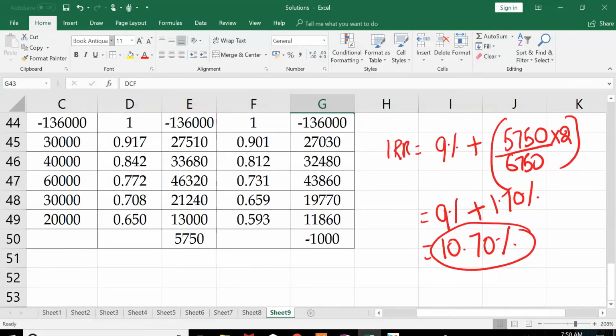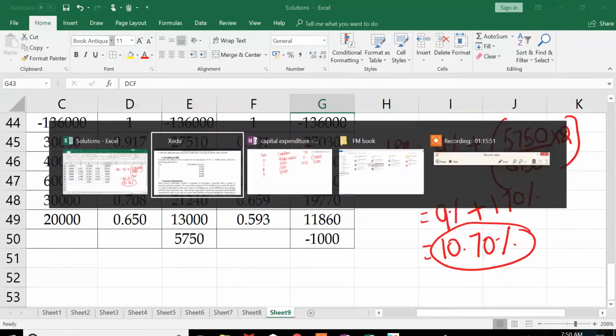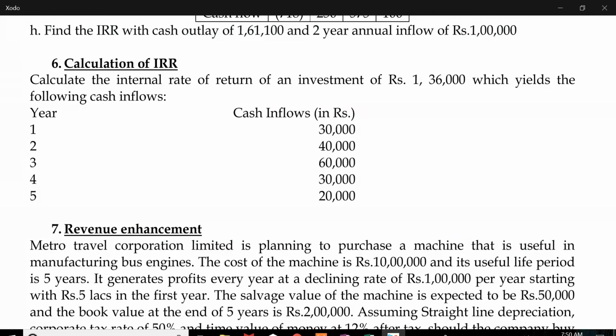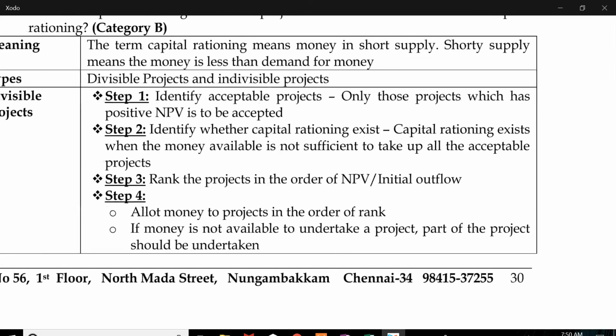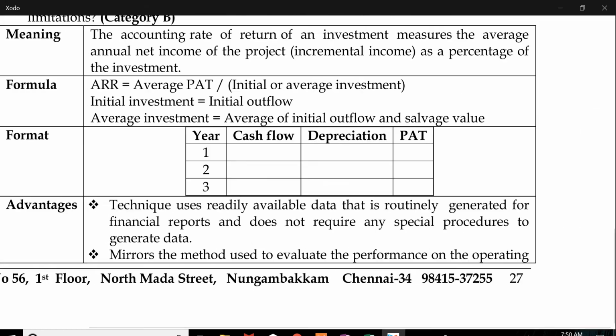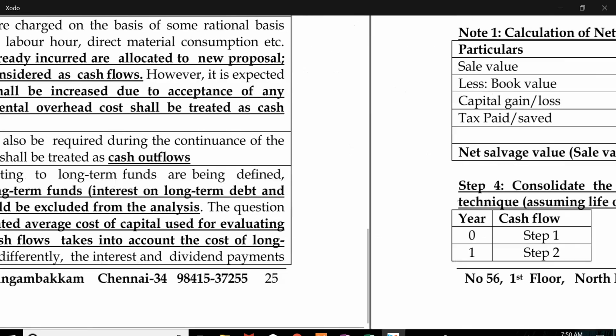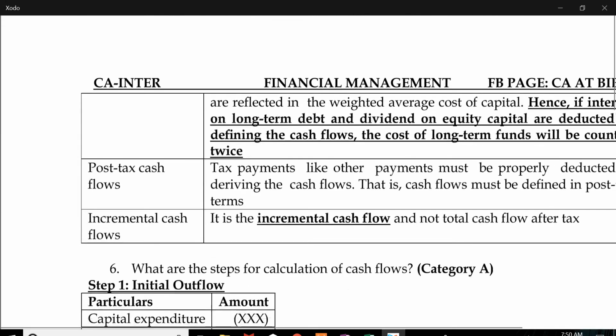Done? Can you proceed? Now all the techniques we have discussed, now we'll focus on comprehensive investment decision problems, wherein the starting point is going to be calculation of cash flow. So I'll discuss a few critical aspects in relation to that.